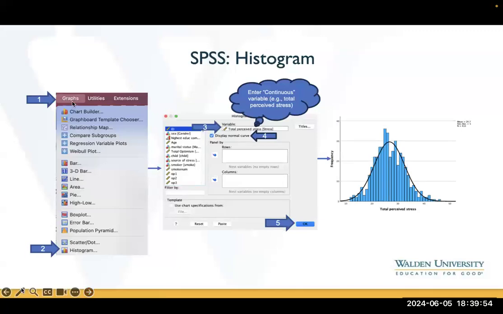Graphs, same thing. Select the one that you want, the histogram. Remember, we have to put in a scale or a continuous variable. Now, I'm going to give you another tip in SPSS. You see the little ruler here?